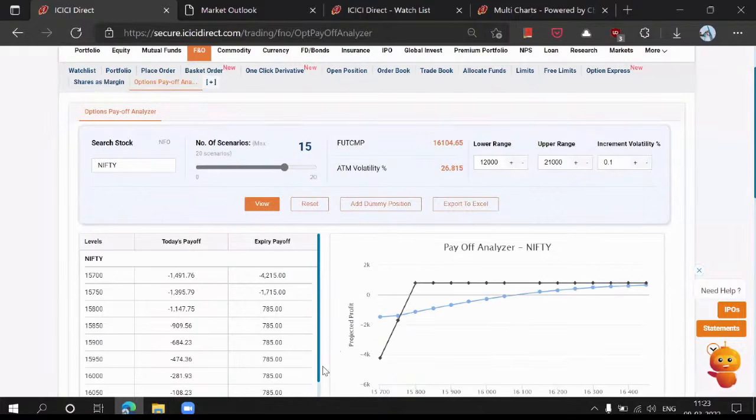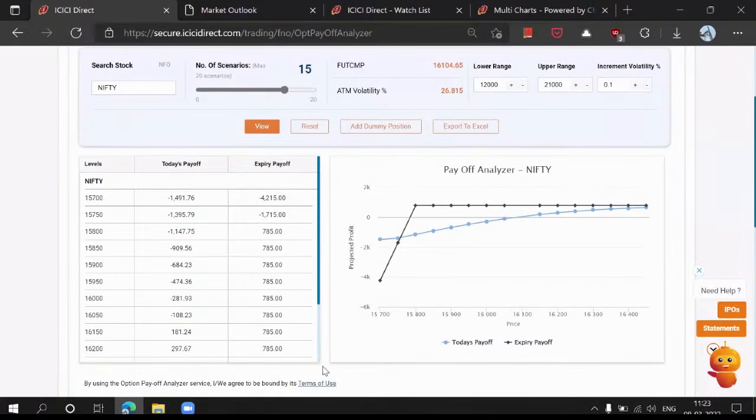So what you are doing is getting a payoff analyzer of what will happen at various levels in the market. At 15,700, because of the protection that you already have, the max loss on this strategy is 4,200 rupees. This is the max loss; there can't be a bigger loss in this trade. And in case markets were to move up, the max gain on this strategy is 85 rupees.